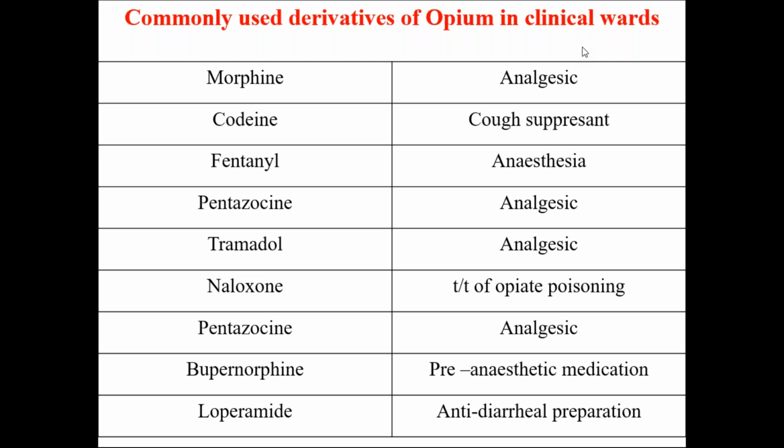Morphine is used as an analgesic. Codeine is used as a cough suppressant. Fentanyl is used as an anesthetic. Pentazocine is used as an analgesic. Tramadol is used as an analgesic. Naloxone is used in the treatment of opioid poisoning. Buprenorphine is a pre-anesthetic medication. Loperamide is an antidiarrheal preparation. These are all derivatives of opium, very commonly used in day-to-day practice: morphine, codeine, fentanyl, pentazocine, tramadol, naloxone, buprenorphine, loperamide.